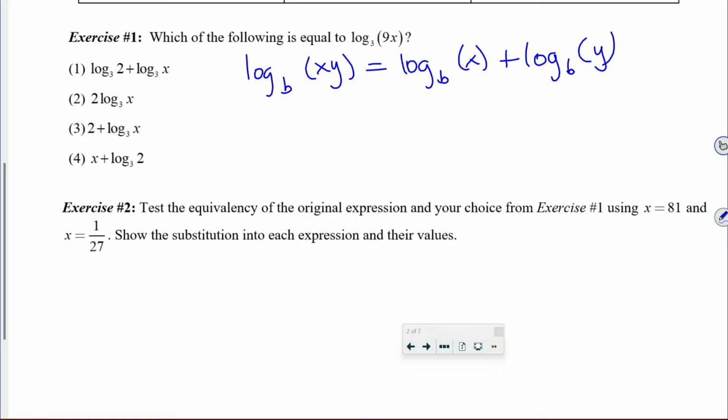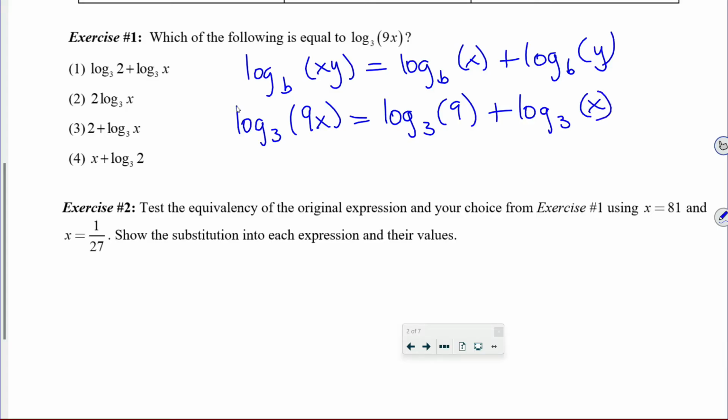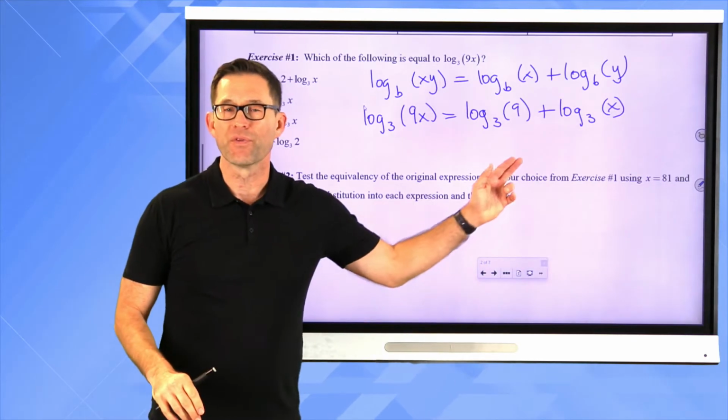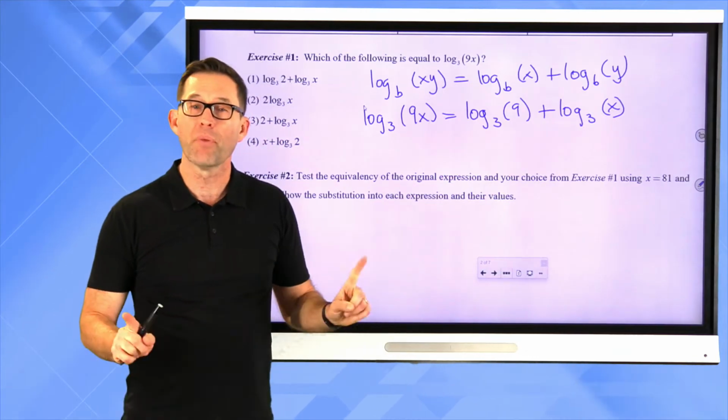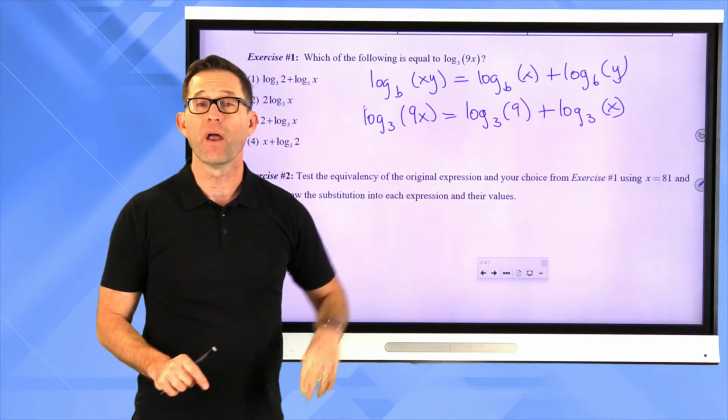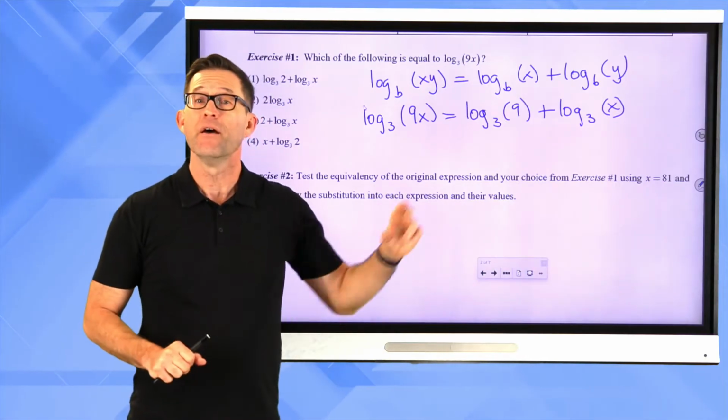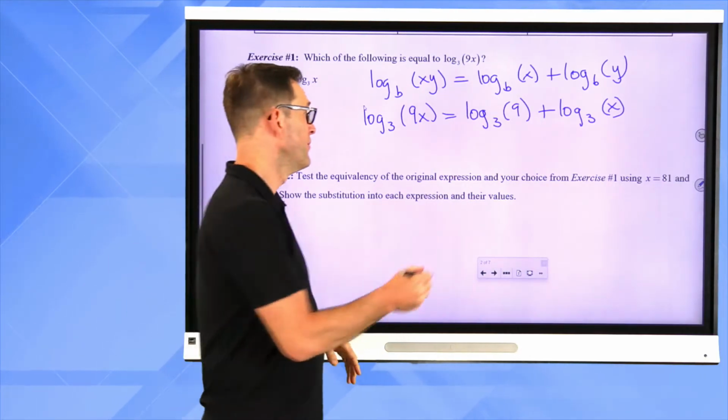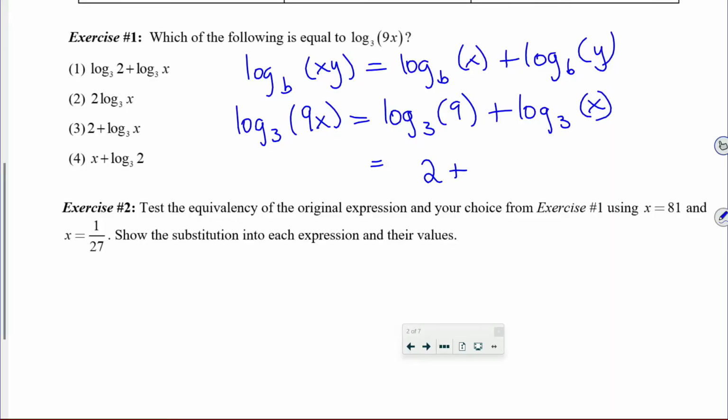So what I can do with this particular expression is I can say that the log base 3 of 9x is equal to the log base 3 of 9 plus the log base 3 of x. Now, there's nothing that I can really do with the log base 3 of x right at this point, but I can say that the log base 3 of 9 is equal to 2. Why? Because 3 to the second equals 9. So this is all 2 plus the log base 3 of x.